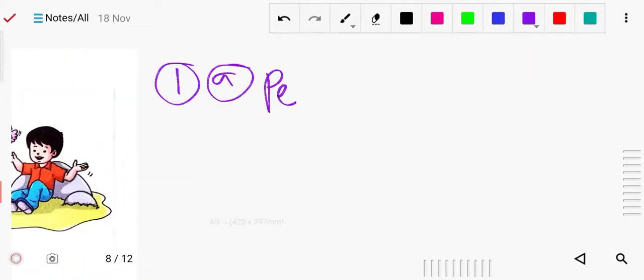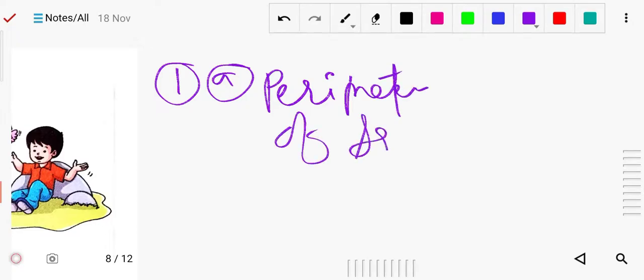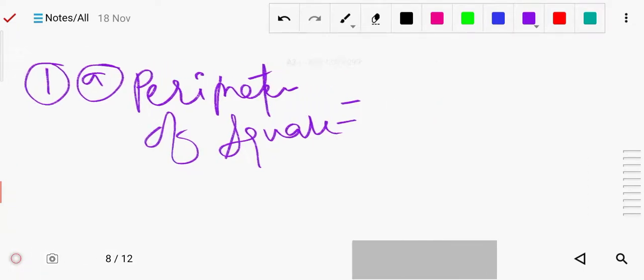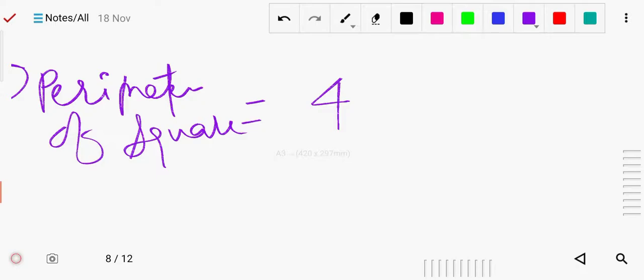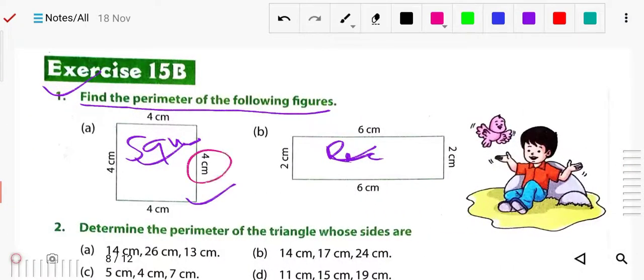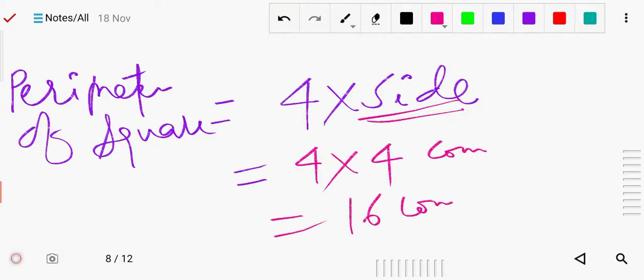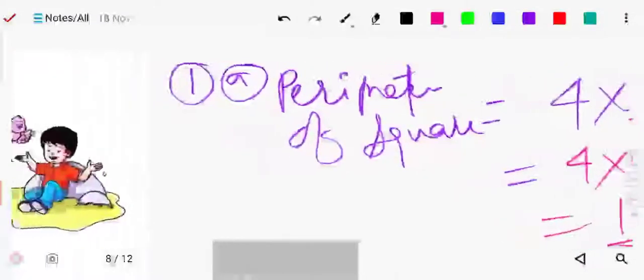You have to write like this: perimeter of square. When you write the perimeter of square, what is the formula? Just now we have read: 4 into side. Now what is the value of side? You can see the side is given as 4 centimeter, all the sides are 4 centimeter, so the value of s is 4. So 4 into 4, 16 centimeter. So the perimeter of this square is 16 centimeter.